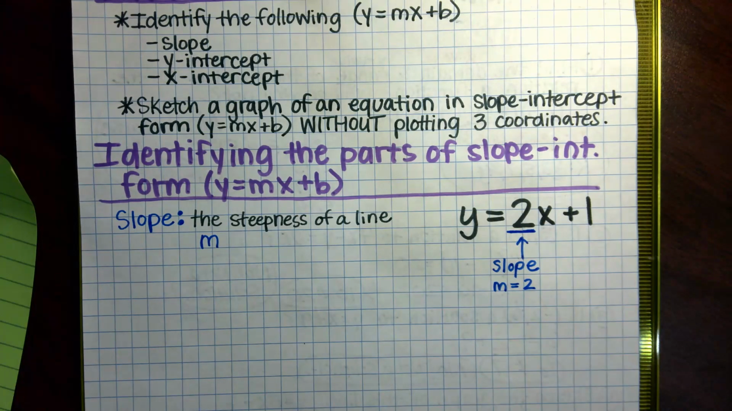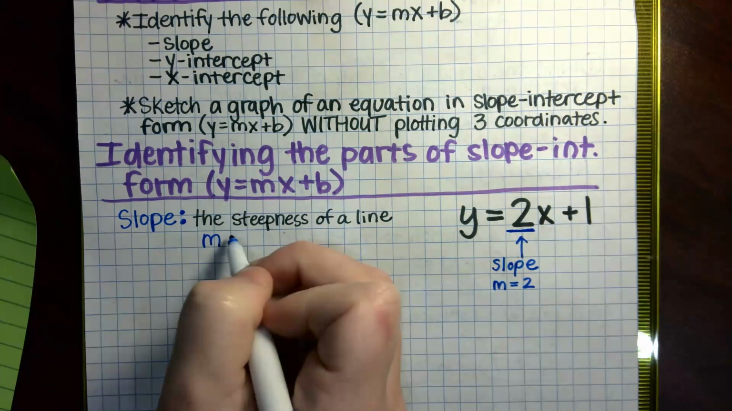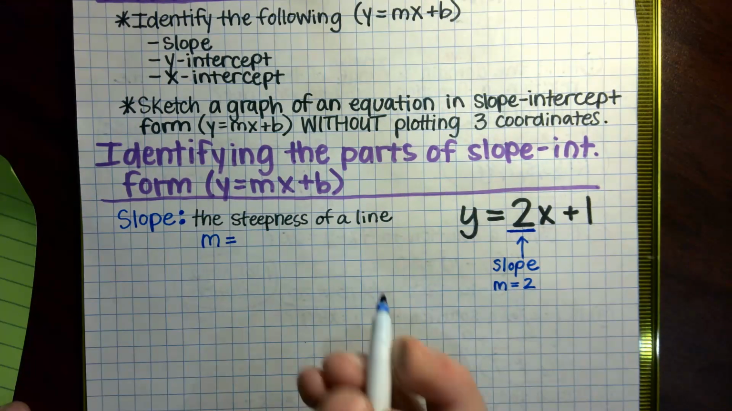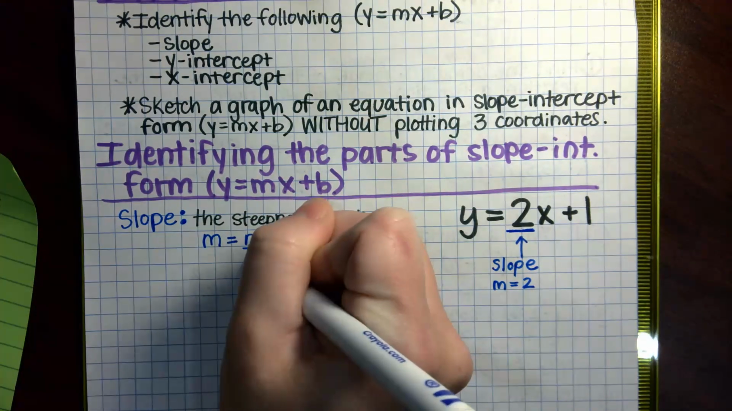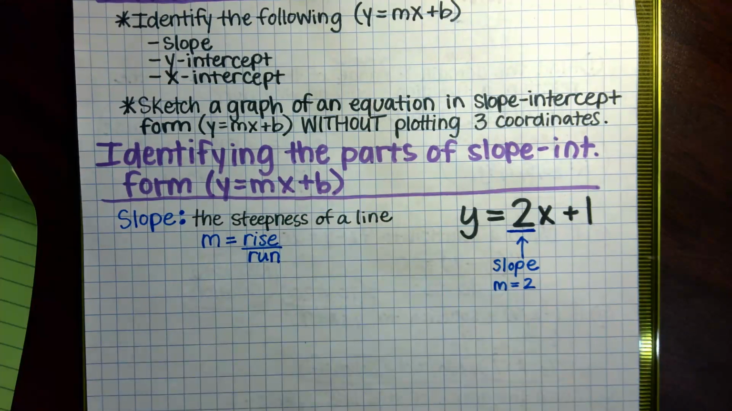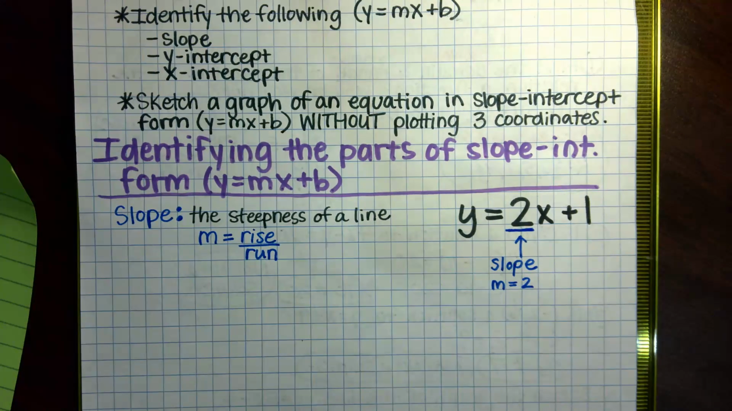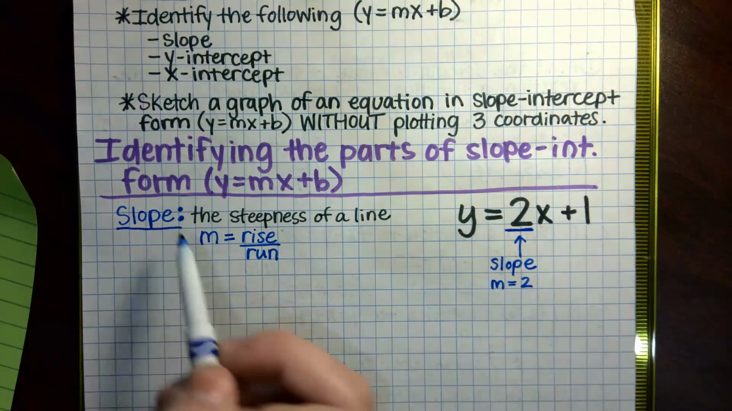Now, this isn't going to make as much sense until we get to the graphing part, but I'm going to go ahead and have you write this down. Slope, or m, is also going to be equal to, we're going to call it rise over run. Rise over run. Just have that written down. We're not going to worry about it yet. We'll use it here in a minute. So slope is m, it's the number right next to x, and it's rise over run. Okay.